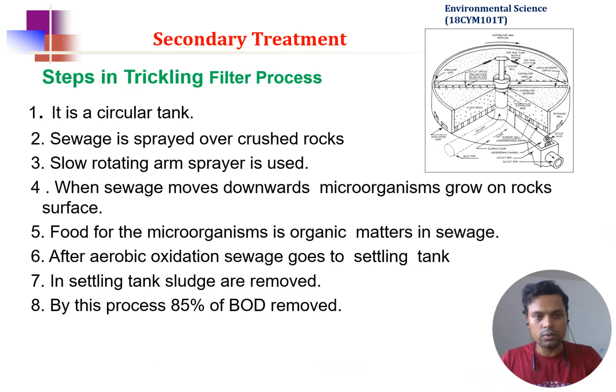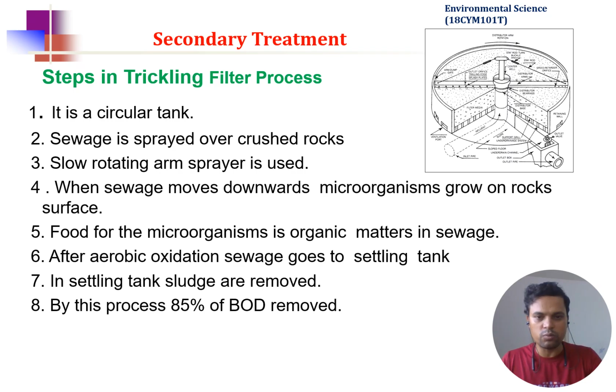Okay, so the steps in the trickling filter process. It's a circular tank, so you can see a circular tank. Sewage is sprayed over crushed rock, so there is a huge amount of rocks. A slow rotating arm spray is used, so there is a sprayer. You can see this is the bar where the water is always sprayed on top of the rocks.